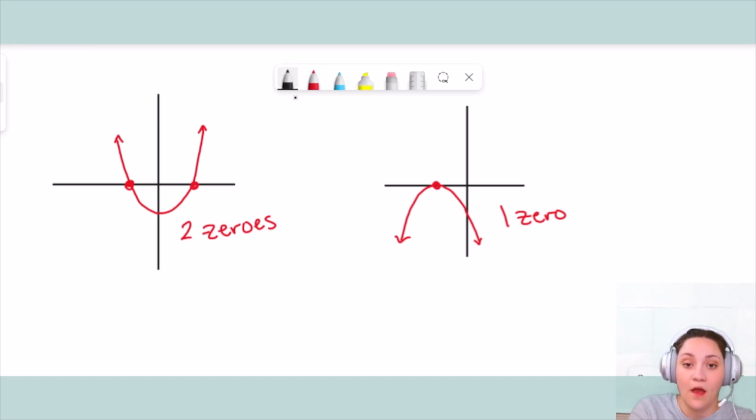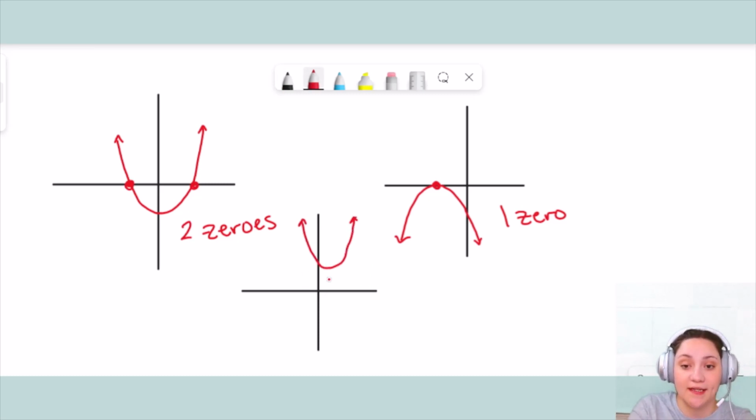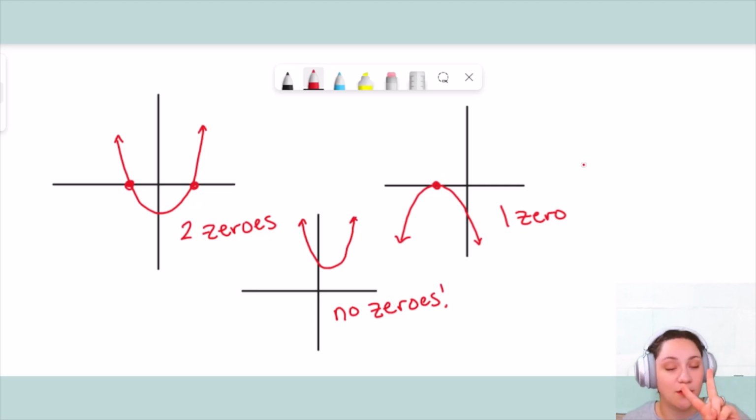You could also have a situation where we don't have any real zeros. You might have a parabola that kind of looks like it's floating up in space. That can happen too. In that case, there are 0 zeros. So we might have 3 different situations with parabolas where we have 2 zeros, 2 x-intercepts, we have 1 zero or 1 x-intercept, or we have no zeros at all, and it's just floating there. So if you're given a graph and you're looking for the points to test, these are the situations that you might encounter.